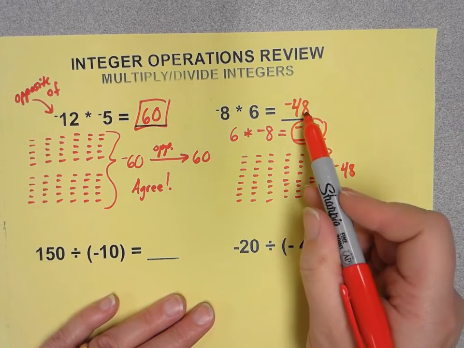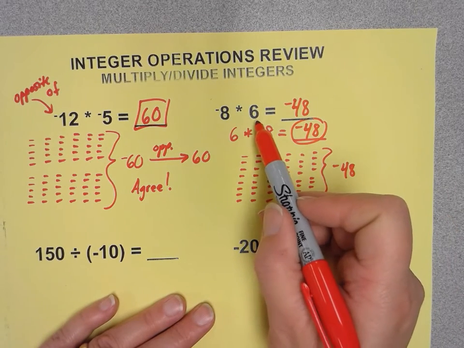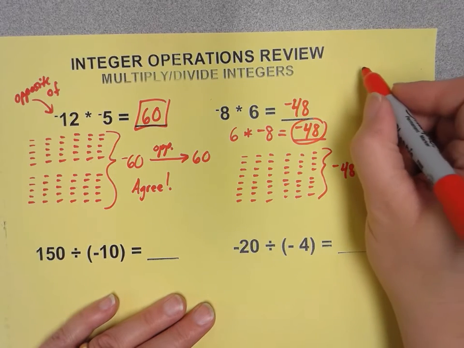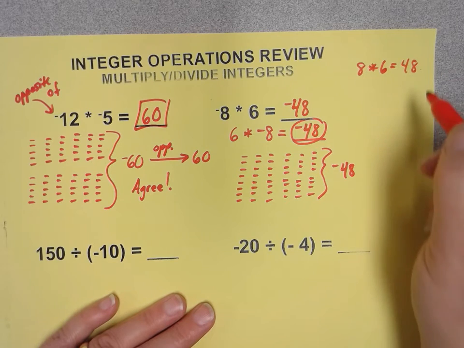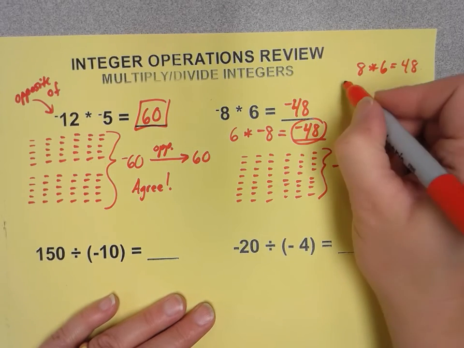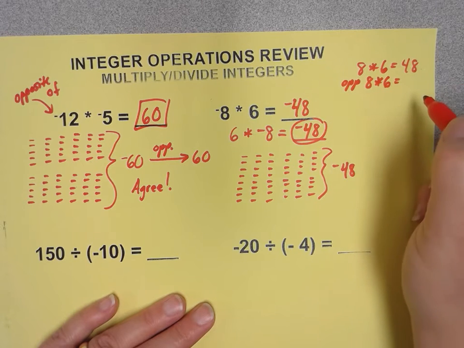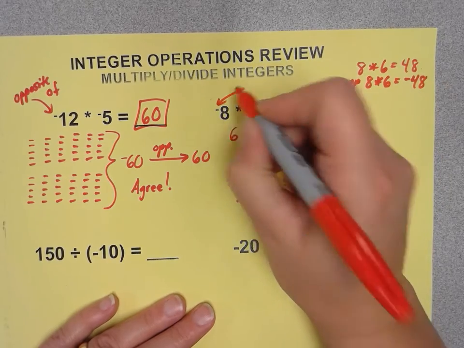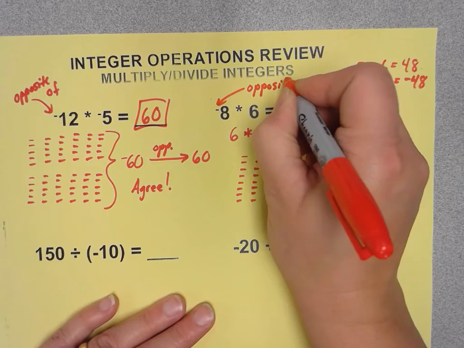Let's see if it works out this way as well. This would say the opposite of 8 groups of 6. Well, let's see here. If I know 8 times 6 is 48, I could think of the facts. What would the opposite of 8 times 6 be? Oh, instead of 48, I'd get a -48. So again, we can read this sign out front as the opposite of.